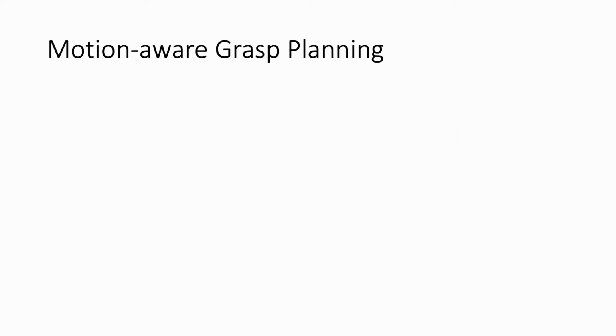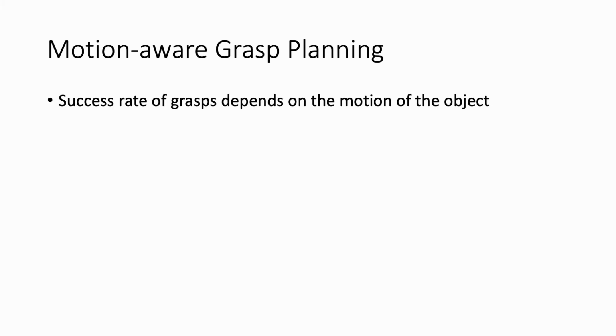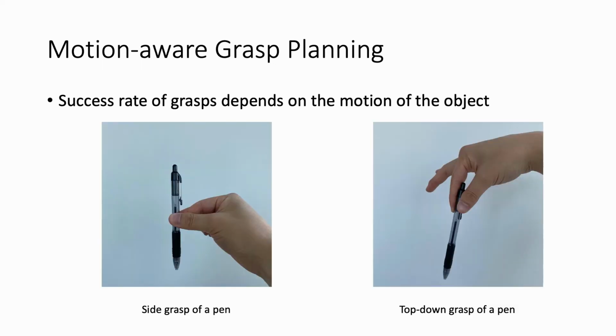We have discussed the reachability awareness of our grasp planning component. Now, we'll talk about the motion aware part. The key observation for motion awareness is that the success rate of a grasp depends on the motion of the object. Here is an example. Below are two grasps of the same pen and both are stable.